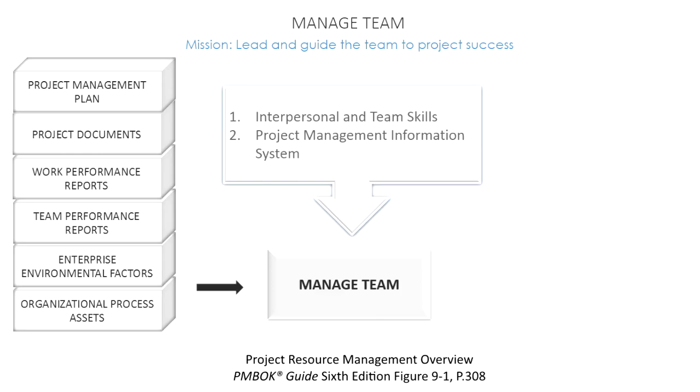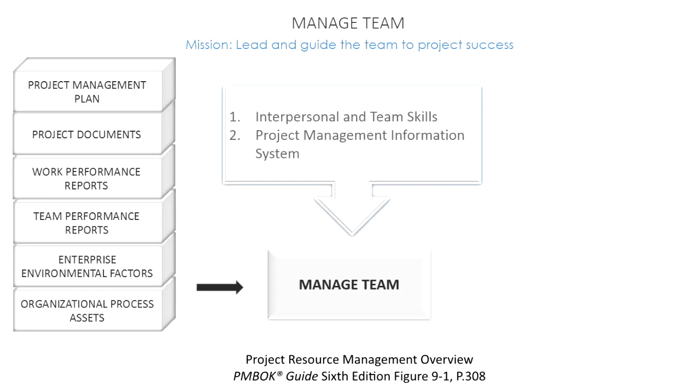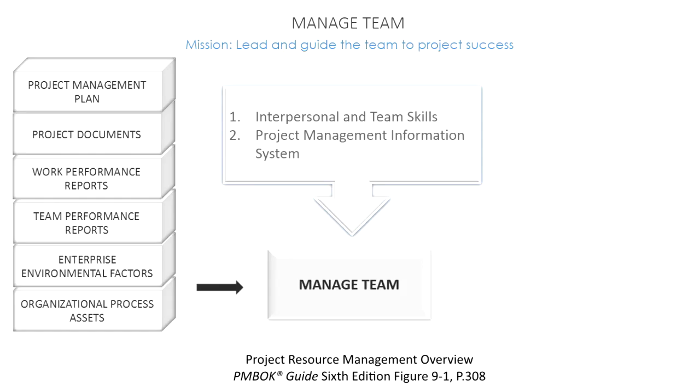Also, under interpersonal skills, we can have things like decision making, being able to make the right decision at the right time, being able to focus on what needs to be done. We have emotional intelligence. Being emotionally intelligent means to be aware of the people around you and to be aware of yourself, to be aware of your emotions and theirs.